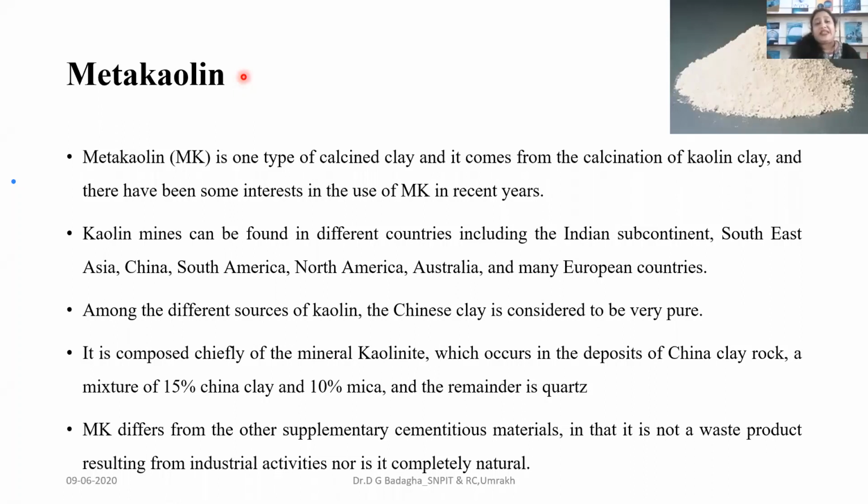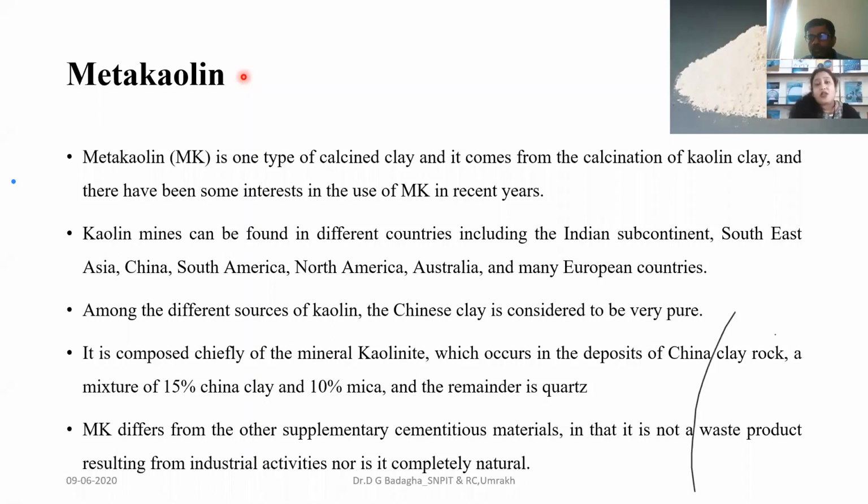Another material is metakaolin, which is used to manufacture advanced concrete. This is white in color. So if I talk about the main salient features of that, metakaolin itself is in a white color, you can see over here.